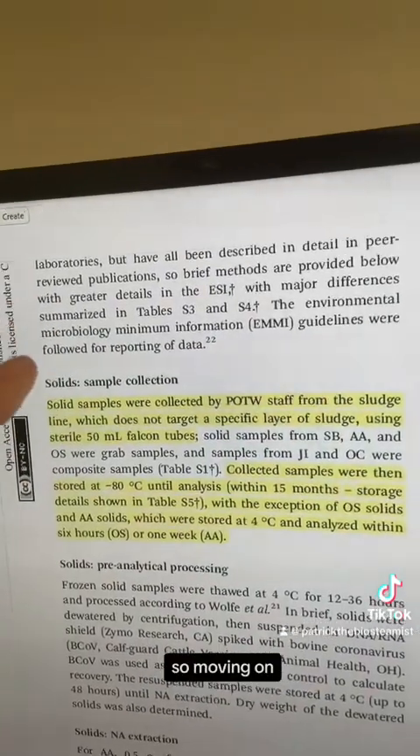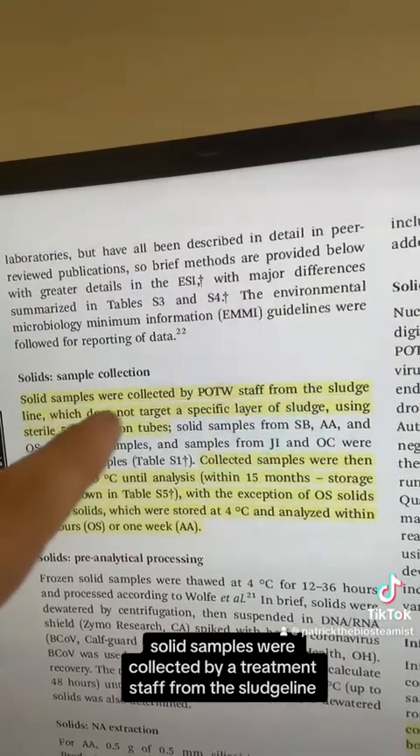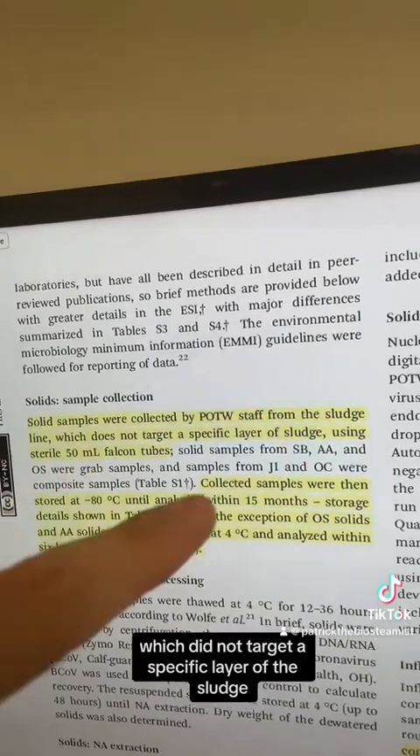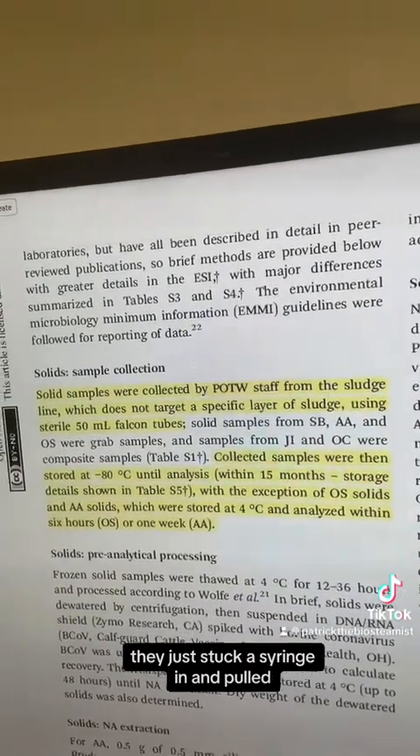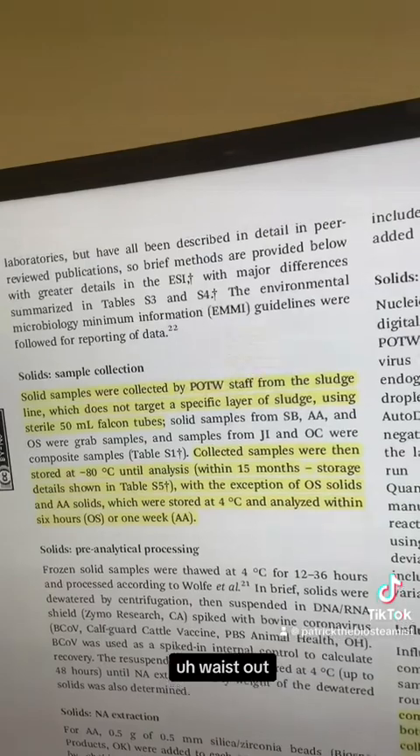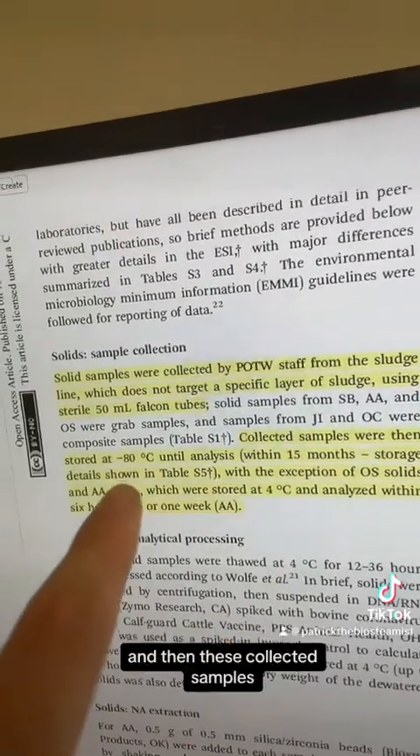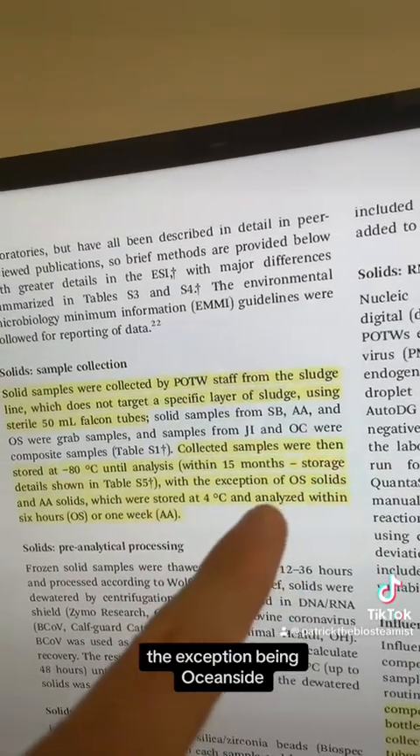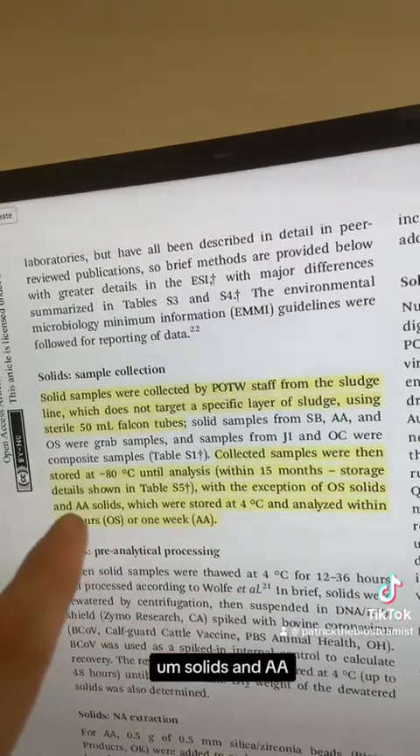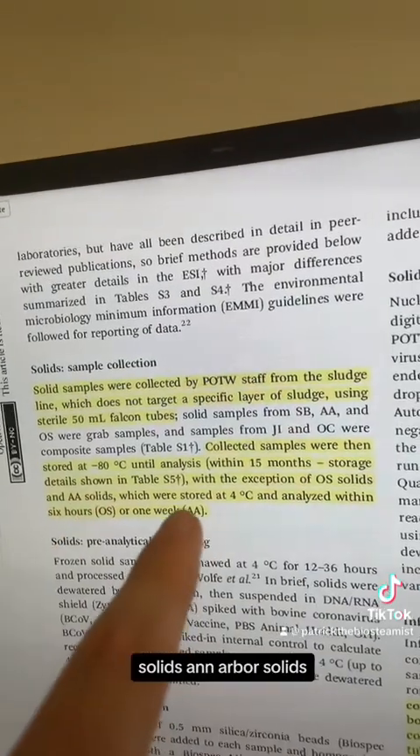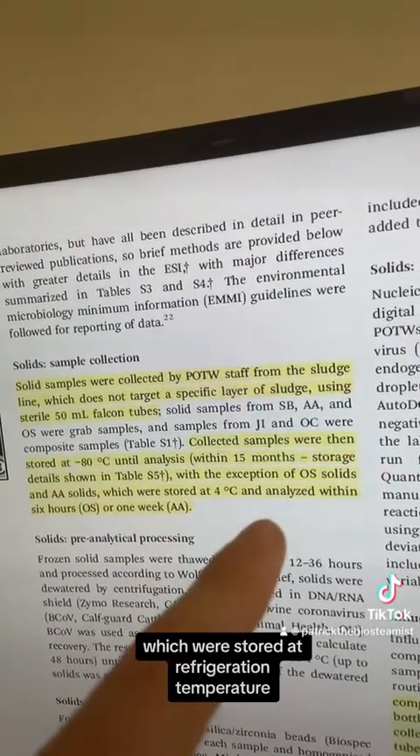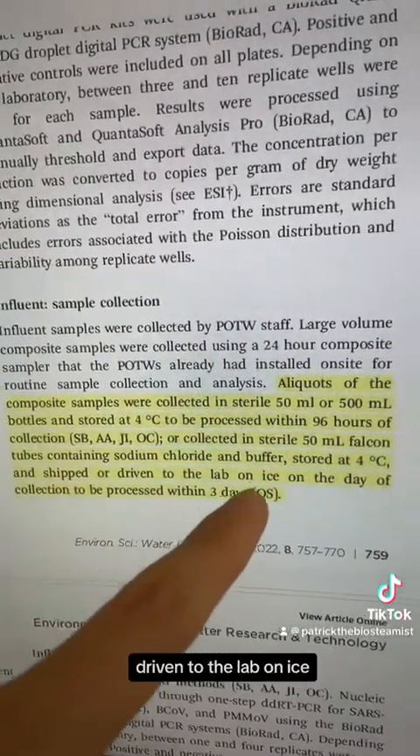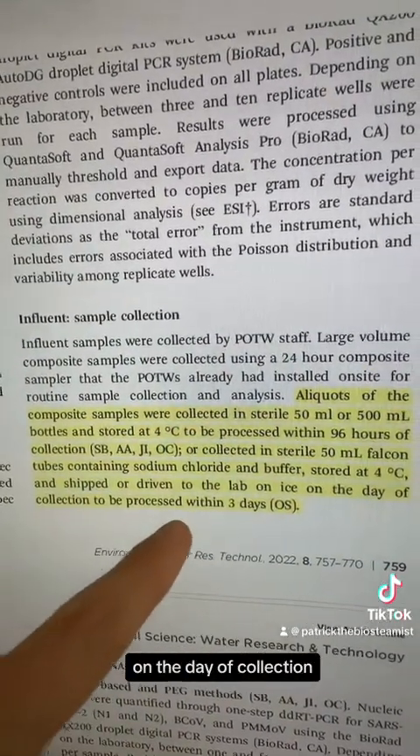So moving on, for sample collection, solid samples were collected by treatment staff from the sludge line, which did not target a specific layer of the sludge. They just stuck a syringe in and pulled waste out. And then these collected samples were immediately stored at negative 80 degrees Celsius until analysis, the exception being Oceanside solids and AA solids, Ann Arbor solids, which were stored at refrigeration temperature and analyzed within 6 hours or 1 week. And then for Oceanside, they were shipped or driven to the lab on ice on the day of collection to be processed within 3 days.